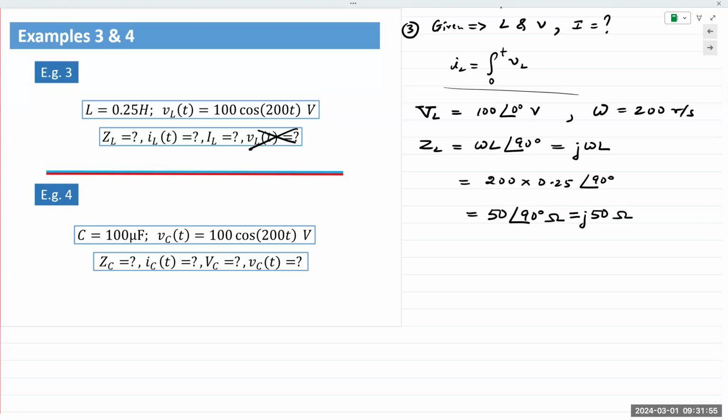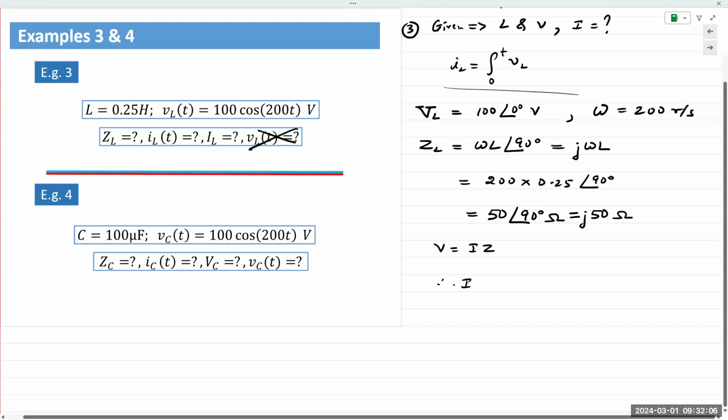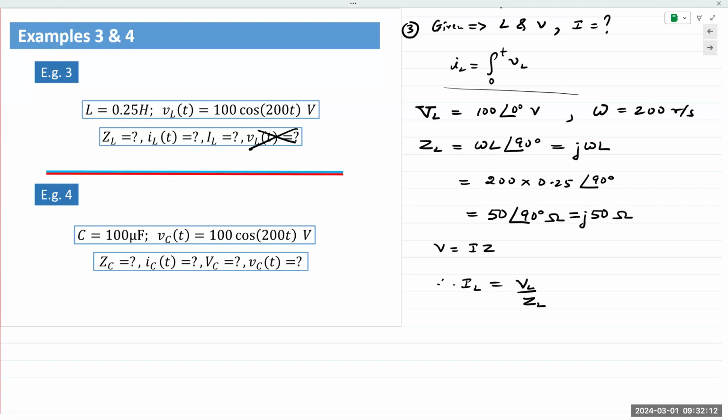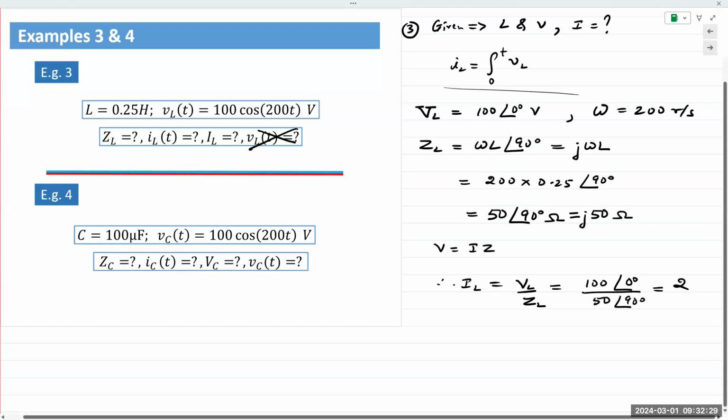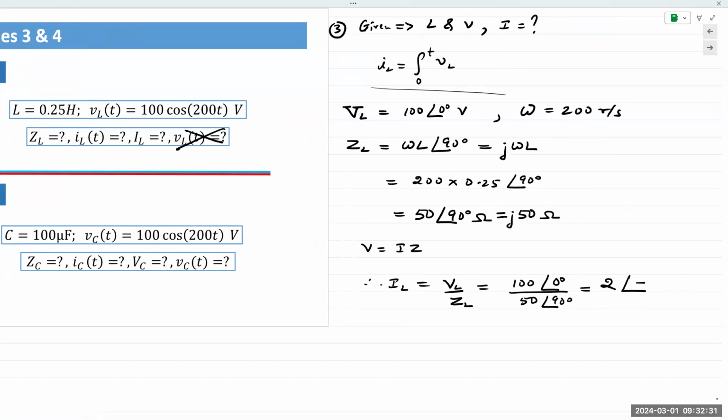Since I need to perform a division, it makes sense for me to keep it in polar coordinates. Remember, applying Ohm's law, V equals IZ, I can find the phasor for IL as VL over ZL. VL is 100 with a phase angle 0. ZL is 50 with a phase angle of 90 degrees. So my answer for the phasor for IL is magnitude 2, with a phase angle of minus 90 degrees amps.